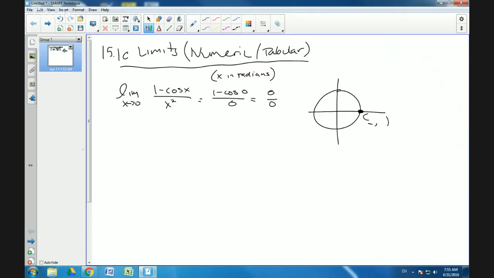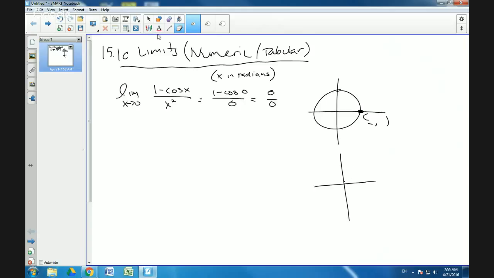Can I factor that? No, I can't. So there's one more method you can use. It's called solving a limit numerically. Basically what it involves is getting really close to 0 and seeing where things are headed. So I don't even know what the graph of this looks like, but it's not too bad.